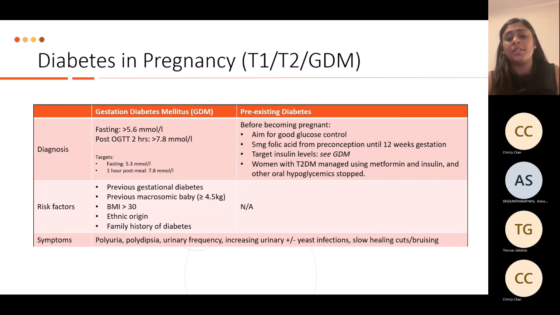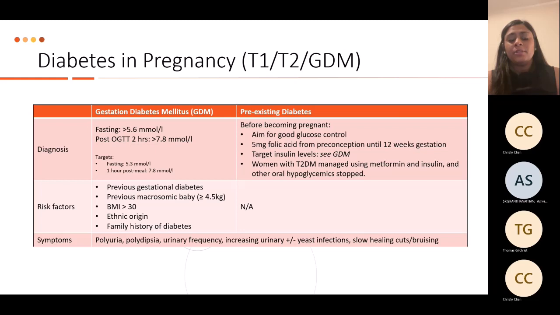As we spoke about with pre-existing diabetes, you want to make sure that they have good glycemic control and that they are taking folic acid preconception because they're at higher risk of neural tube defects. And their targets remain the same whether they have pre-existing diabetes or GDM. Generally speaking, women with type 2 diabetes need to be switched on to insulin and metformin regimens, and other oral hypoglycemics generally tend to be stopped because we know very little about their effects in pregnancy, although sulfonylureas are starting to make some impact into the regimens for people who are not tolerant of metformin.